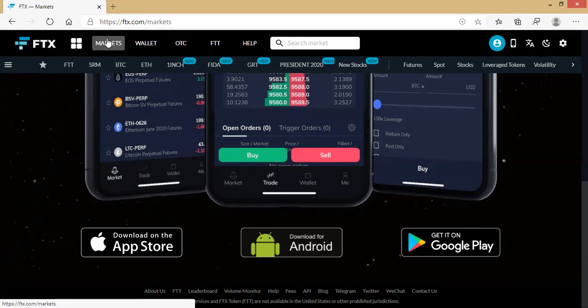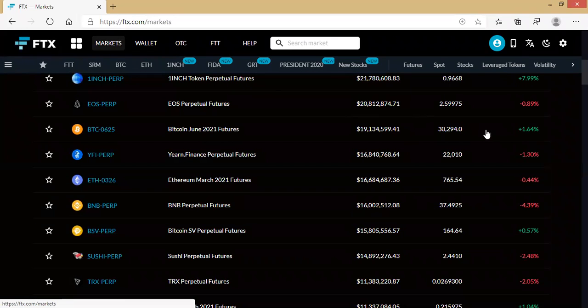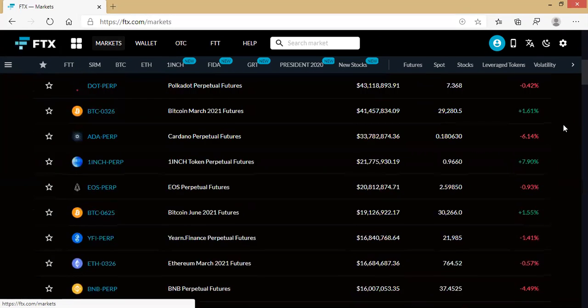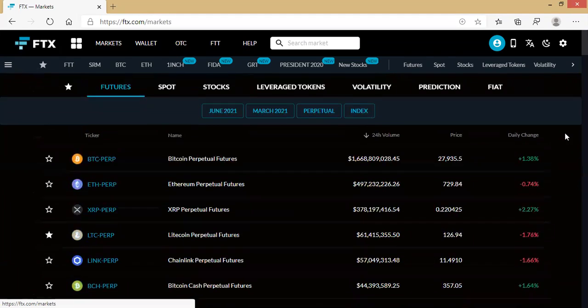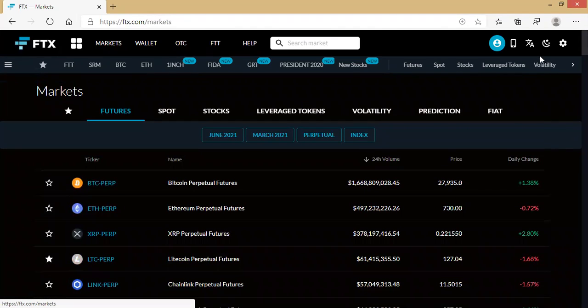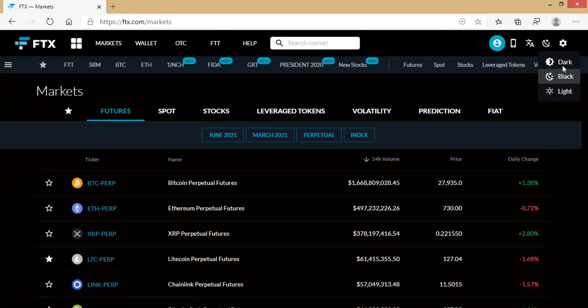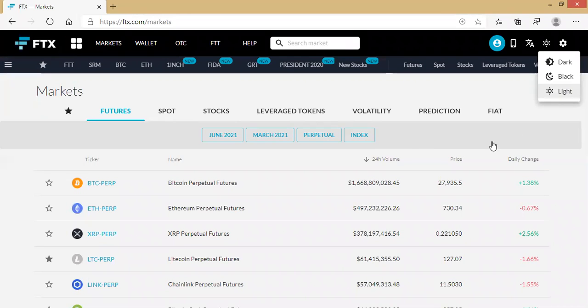Then let's go to the market section of the exchange. This is the market section. Okay, this is where you do your normal buy and your sell and all that. Okay, let me change this thing to a light background. Okay, so here, this is where you do your normal purchase depending on the market you are trading. Are you on futures? Are you on spots? Are you trading stocks? Are you trading LTs, that's leverage tokens, or volatility? Whichever one it is, this is where you can comfortably come and see them.